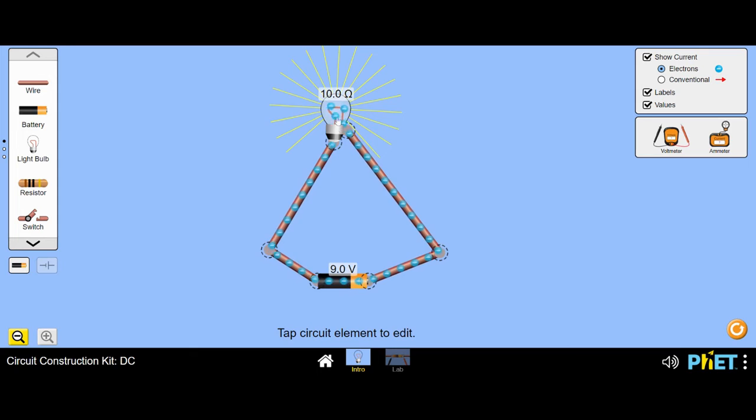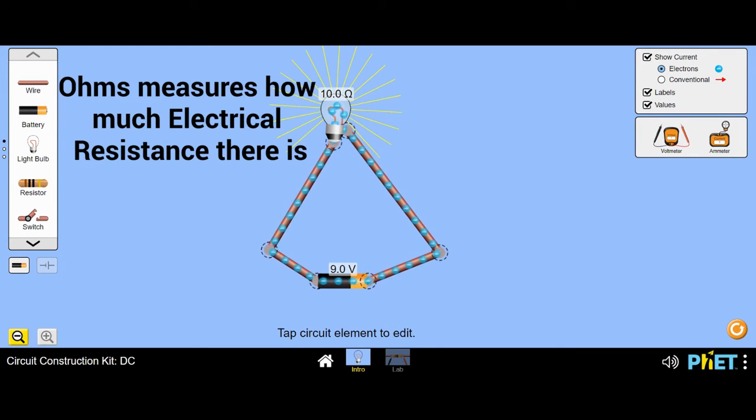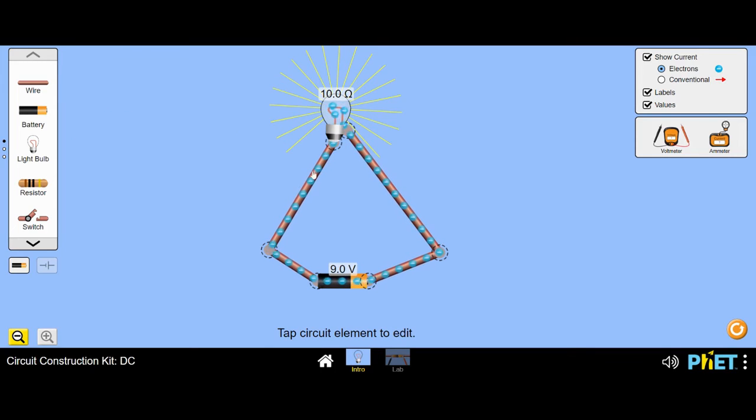The other number you have here is this 10.0, and this symbol right here, it looks like an upside down horseshoe, right? That is actually the Greek letter omega, and it stands for ohms. So 10 ohms, ohms is a unit of resistance. So 10 ohms is how much resistance this light bulb has. So the electrons are going through the light bulb and converting some of that electrical energy into light energy. And again, just like the battery, we can select our light bulb and actually change the resistance value here with the slider.